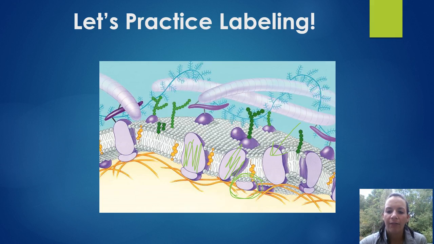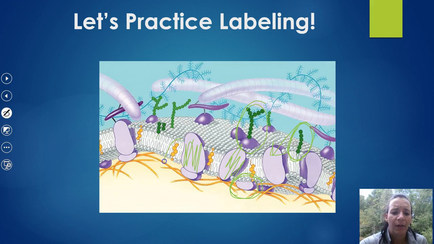Then you also have our carbs. So we have a glycoprotein here, which is attached to a protein. And then over here you see we have a glycolipid. And last but not least, we have all of our cholesterol within the cell membrane. And that is it for your notes.